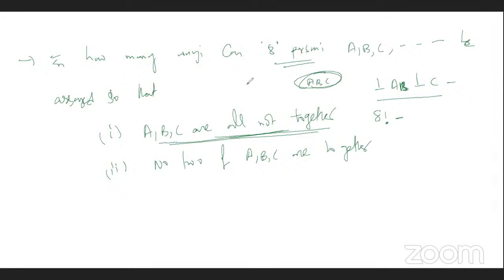Treating ABC as one unit, how many remaining persons are there? So total 8 minus 3, 5. So 5 persons. 5 plus this we should treat as what?